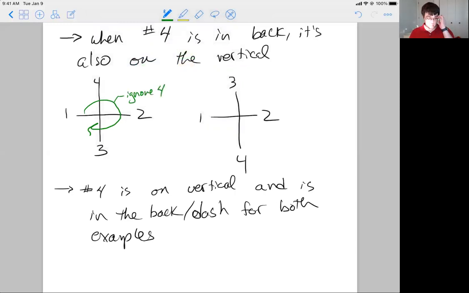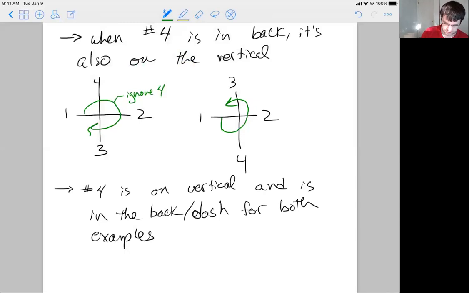So 1 to 2 to 3. Then I'm going to again start from 1 to 2 to 3. I don't care about 4. I don't care where 4 is at. Maybe it makes sense and it goes 1 to 2 to 3, and then 4 just happens to continue on the circle. I just don't care. I do not pay attention to 4, as long as it's on the vertical.